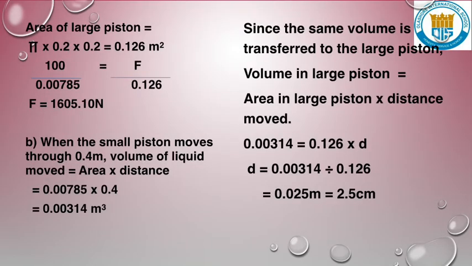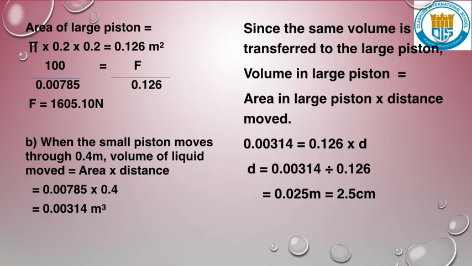while that of a large piston gives us 0.126 meters squared. So slotting in the two areas and then looking for the F that we need to find, that F will give us 1605.10 newtons. Now the B part of the question asks us to find the distance moved, the volume of the large piston.